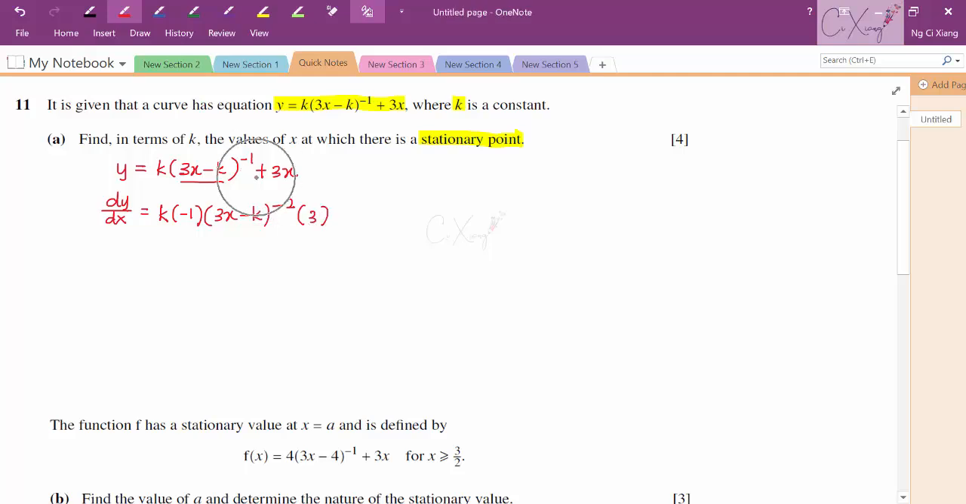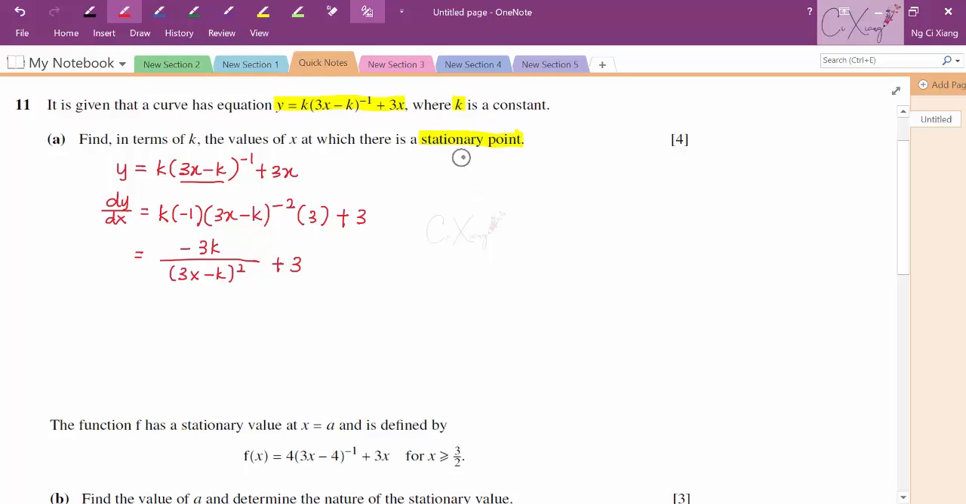Okay, so for the next term is a plus, so I just put a plus. Differentiate 3x, we get a 3 as well. Alright, so I try to simplify the first term here. So to simplify the first term, I will have negative 3k over 3x minus k squared and plus 3.